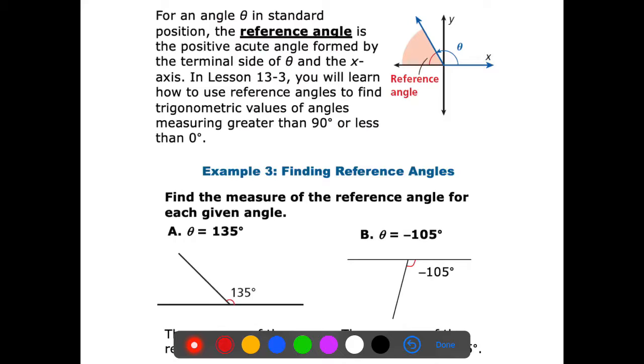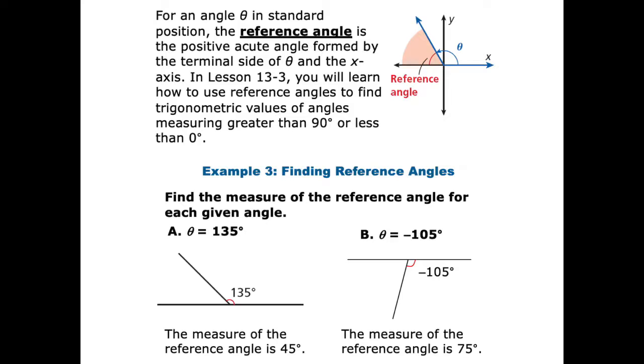For an angle theta in standard position, the reference angle is the positive acute angle formed by the terminal side of theta and the x-axis. Later on we'll learn how to use the reference angles, but we're just going to focus on them for right now.